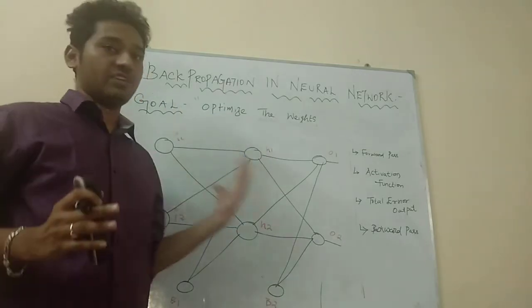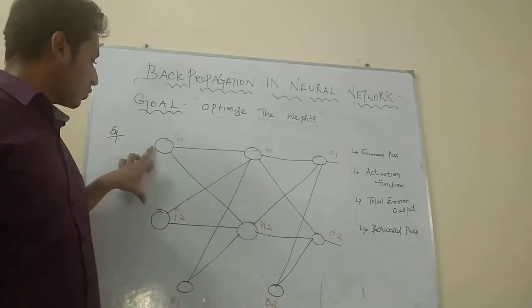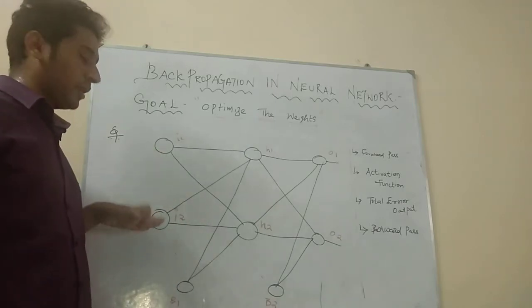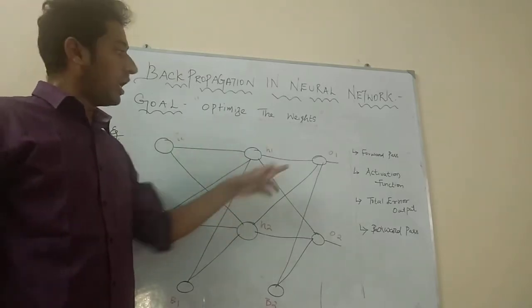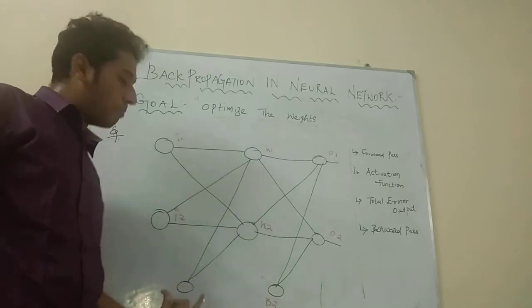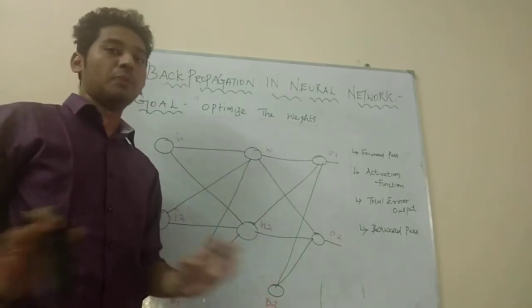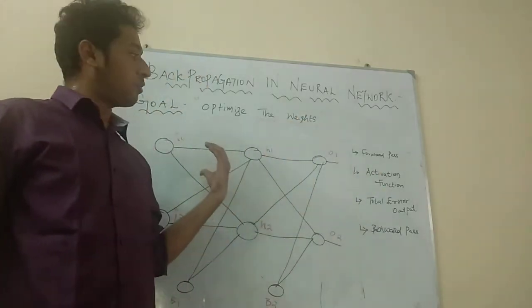So let's see this figure. This is the figure we applied in this backpropagation. There are two input layers, input layer 1 and input layer 2, which I mention as I1, I2. There are two hidden layers, H1, H2, and two output layers, O1, O2. There are also two extra layers called B1, B2, that means bias layer 1, bias layer 2. So these are the elements we apply in backpropagation.